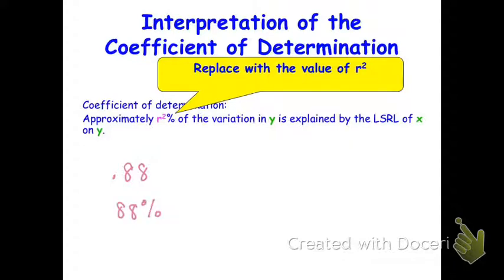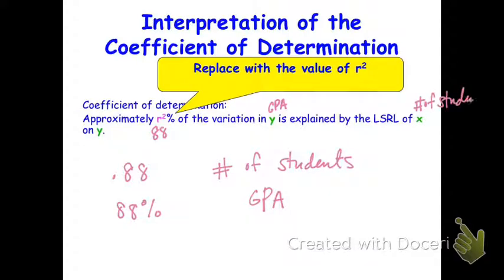And what was the context of the quiz? It was GPA, and number of students. This was on the quiz. So if I were to put that into a script, I would say approximately 88% of the variation in GPA can be explained by the LSRL of number of students on GPA.